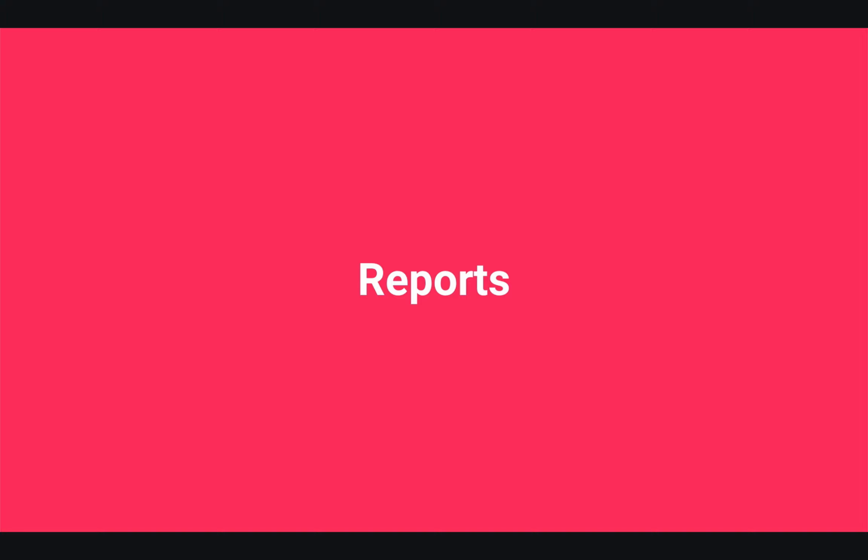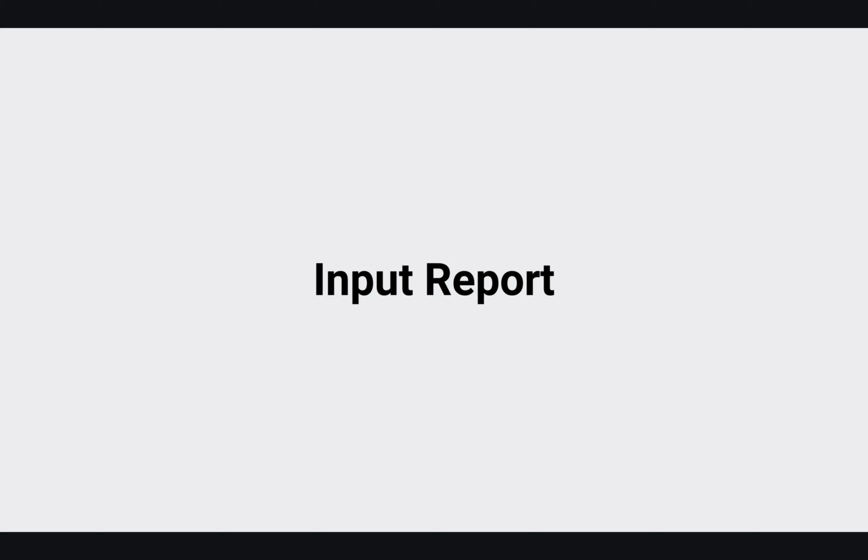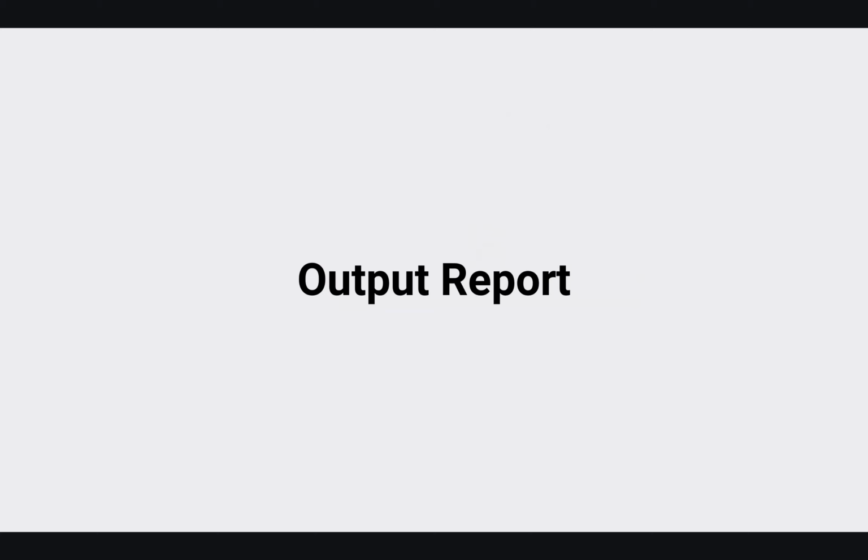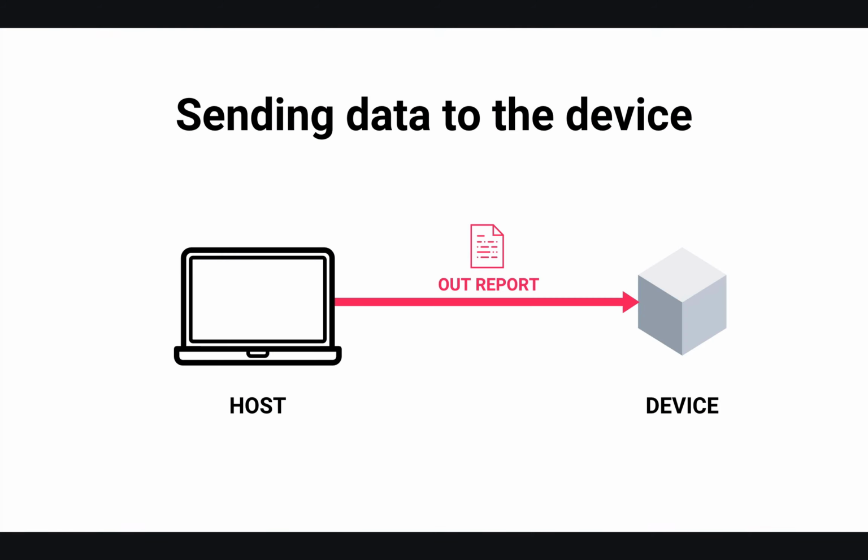To end up, let's have a look at the common data reports. Input reports are reports that travel from the device to the host. Whenever we want to receive data from the device, we use input reports. Output reports are reports that travel from the host to the device. Whenever we want to send data to the device, we use output reports.